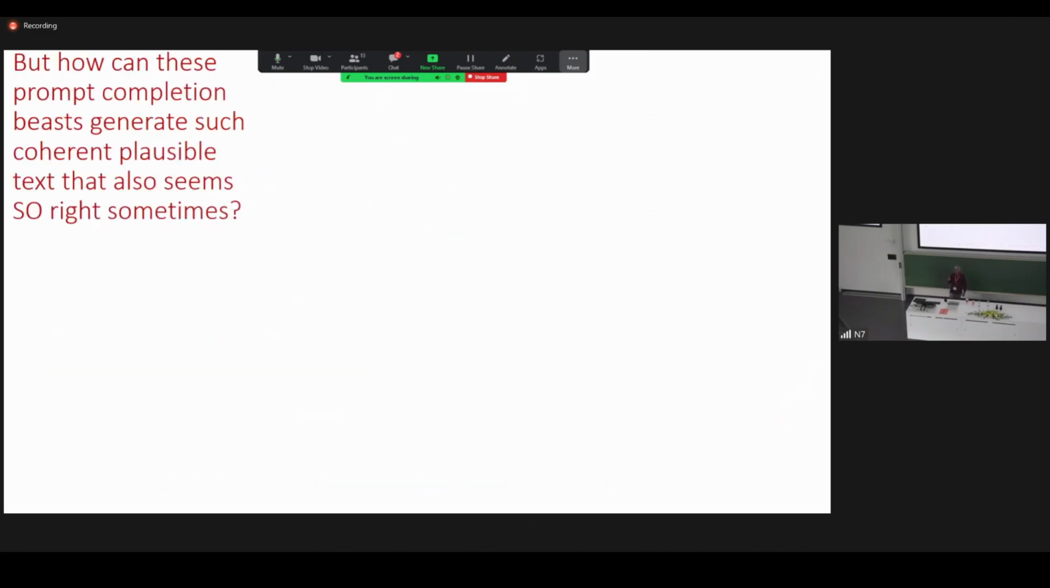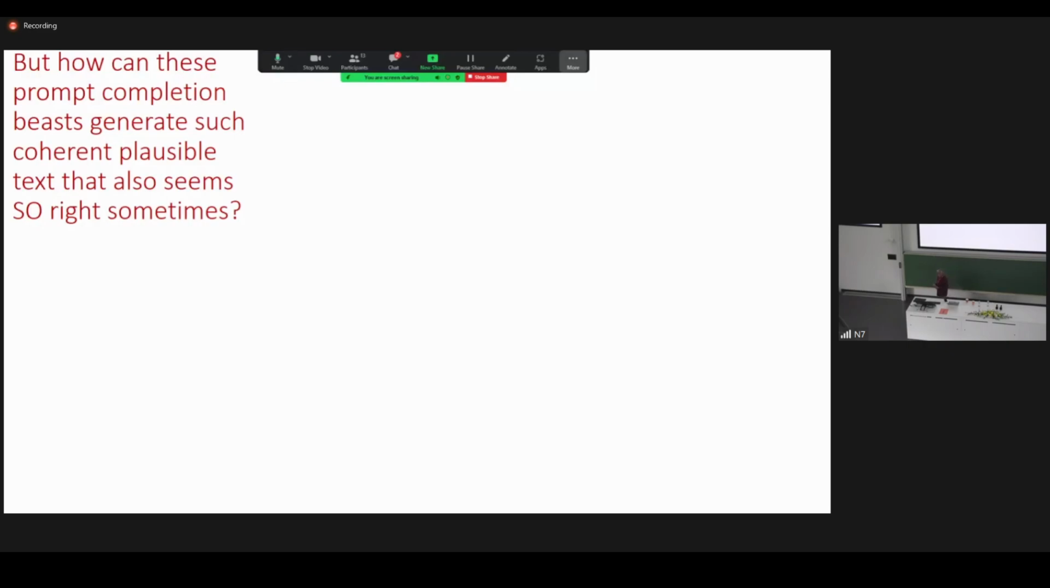Okay, so the interesting question is, how can this prompt-completion-based approach generate such coherent, plausible text as to make lots of us think that they're doing actual writing? I haven't started talking about planning, but they seem to be doing all these other things.